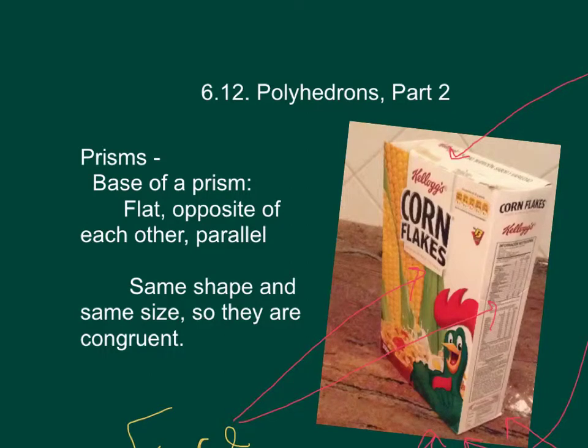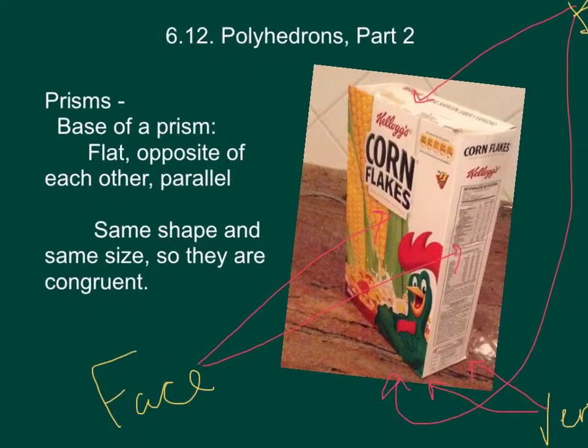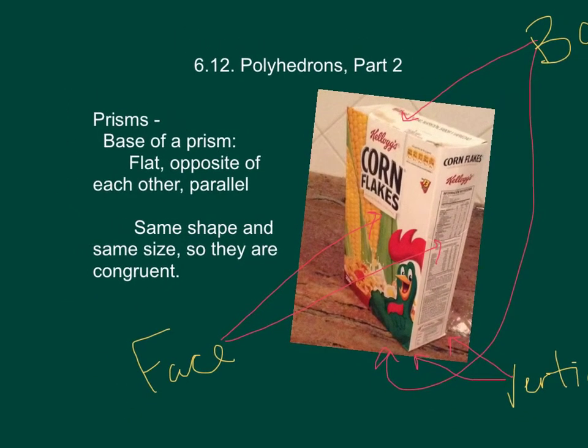Hello boys and girls. Today's lesson 6.12 is the second part of polyhedrons. We're going to look closely at a prism. Yesterday we were introduced to prisms and pyramids. Prisms are a bit different because they have rectangles. The bases of a prism are flat, opposite of each other, and parallel.